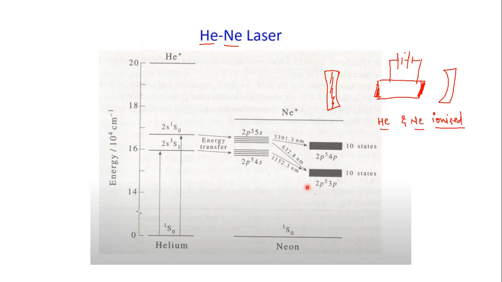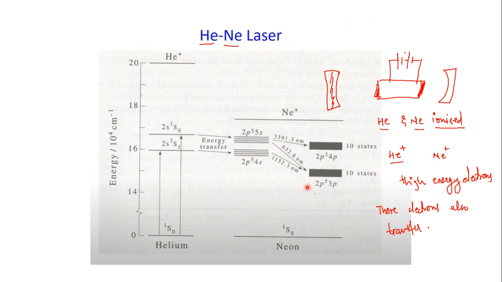From the helium and neon being ionized, say He to He plus and neon to Ne plus, they release high energy electrons, and these electrons also transfer this high energy to helium plus and neon plus ions.